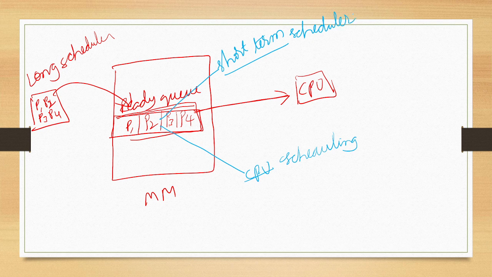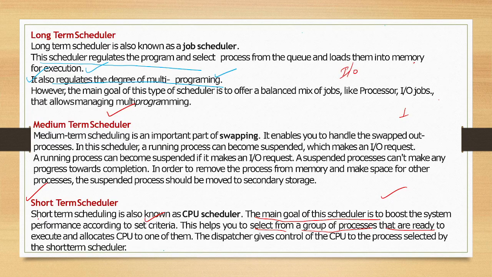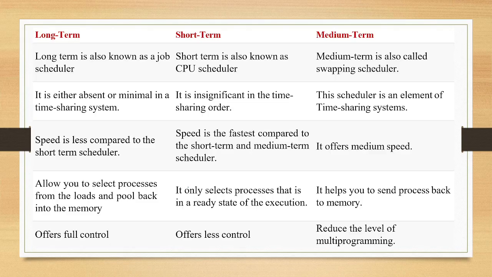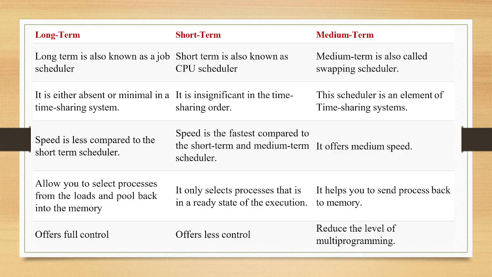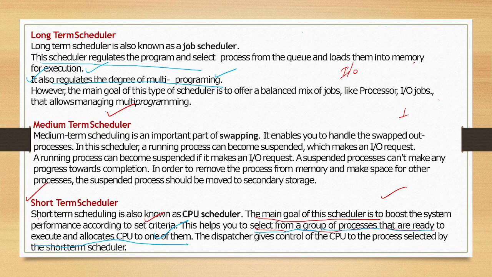Right? I hope you understand what is the job of the short-term scheduler. Now I will show here. This helps to select from a group of processes that are ready to execute and allocate the CPU to one of them. What we have to do here? One of the processes should be allocated to the CPU. That is the short-term scheduler's job. Right? Next one is the medium-term scheduler.